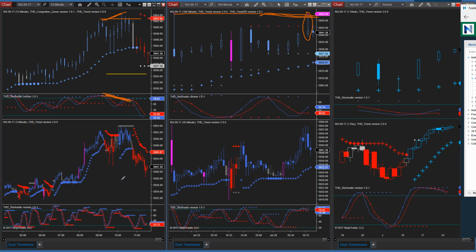Now, I could trade the 3 and the 45, or I could trade the 3 into the 12-minute, but I'm still looking at a higher time frame to give me direction. In this case, it's telling me down. This 3-bar reversal pattern over here is telling me that the market will go down. Do you understand so far, Bill?